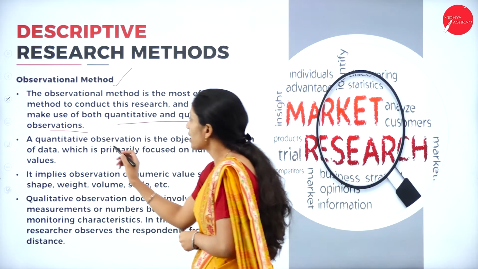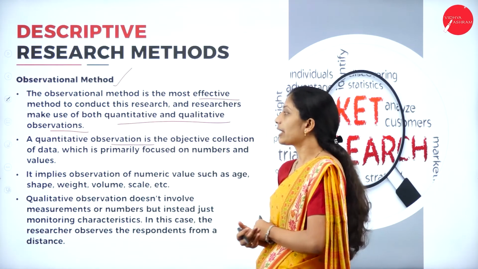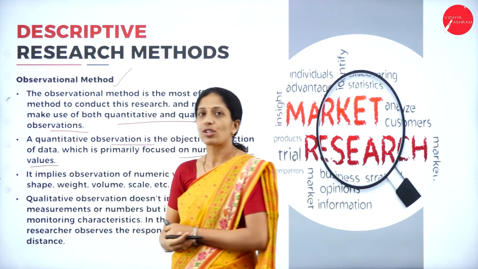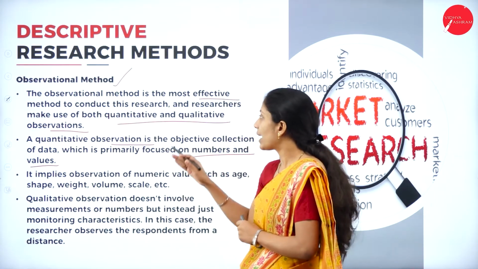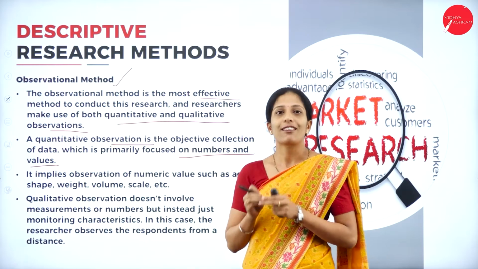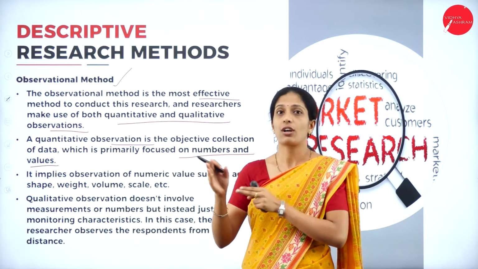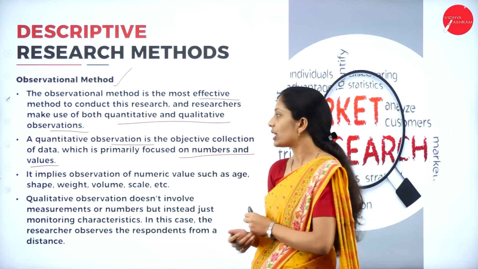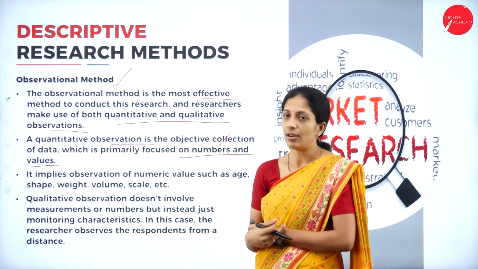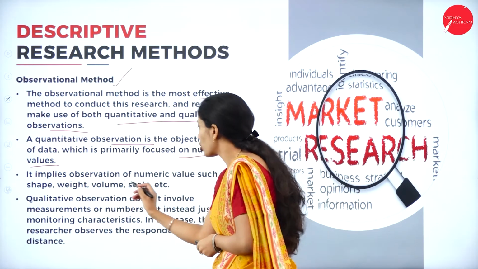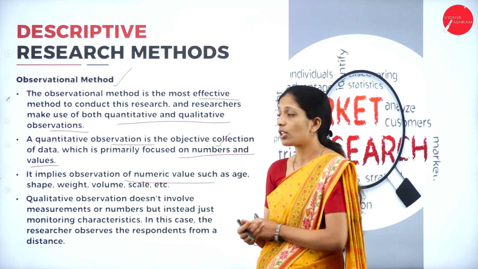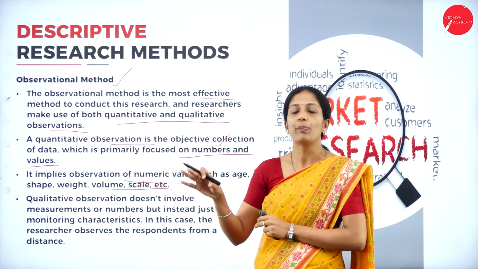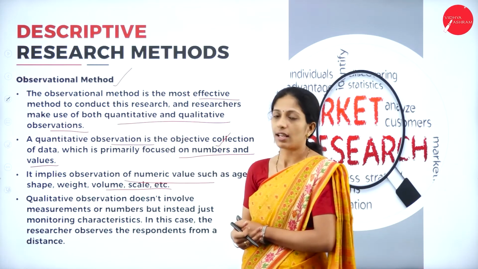The quantitative observation is the objective collection of data which is primarily focused on numbers as well as values. This I have already told you. What do you mean by the quantitative method? Here, the information or data is collected through statistical or mathematical tools which can be measured in terms of numbers or any other values. It implies observation of numerical values such as age, shape, weight, volume, scale, etc. Such numerical values will be collected through quantitative methods.